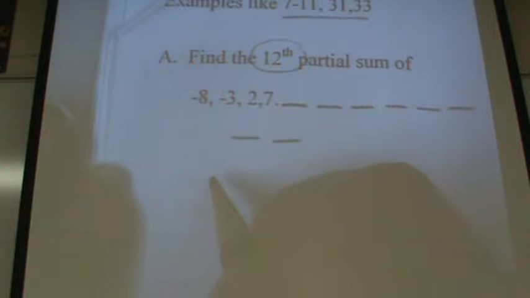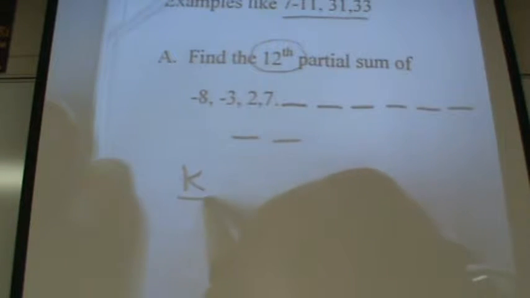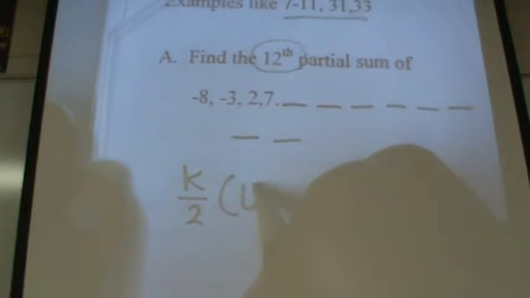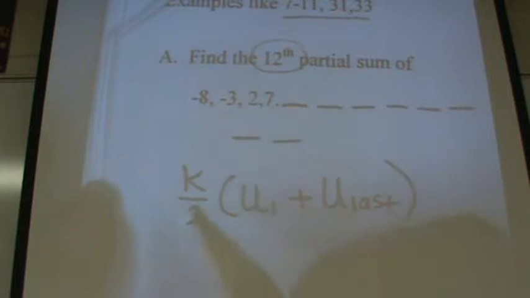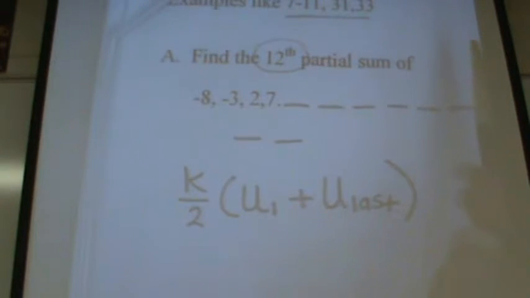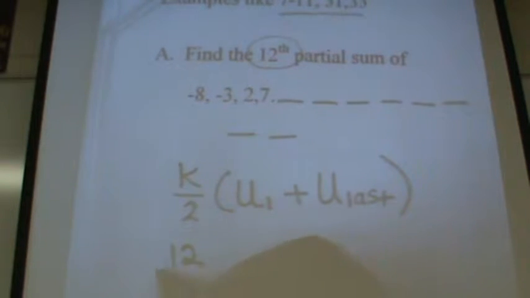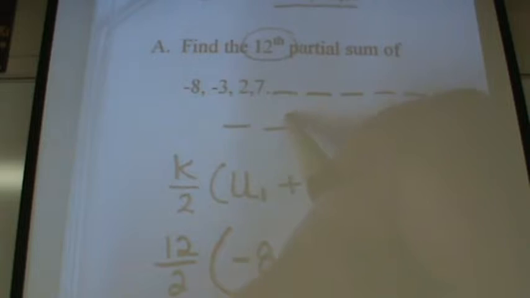And what's the formula? It's K over 2 times the first term that you're adding together plus the last term that you're adding together. Or you could call this last or K. So, what is K? How many terms am I adding together? They tell you 12, so you put a 12 here. Now, what's the first term? -8. Now, how do you find the 12th term?